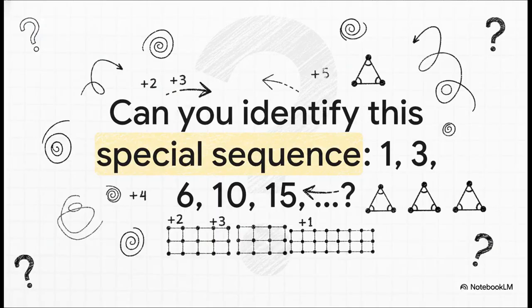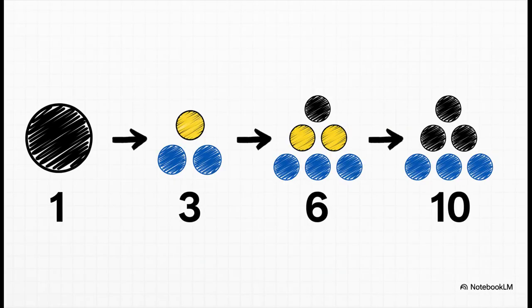All right, pattern pros, I've got another special one for you. For question 7, can you tell me what this sequence is? 1, 3, 6, 10, 15. What are these numbers called? These are the triangular numbers, and they get their name because you can literally see them.